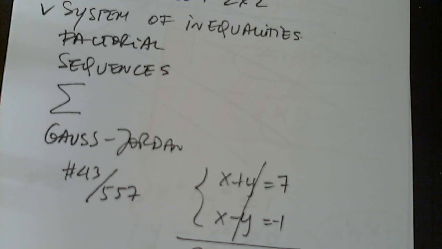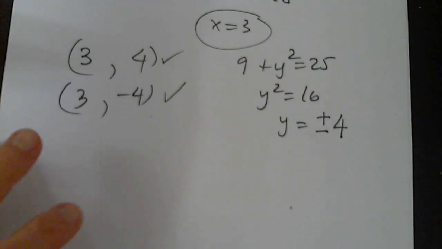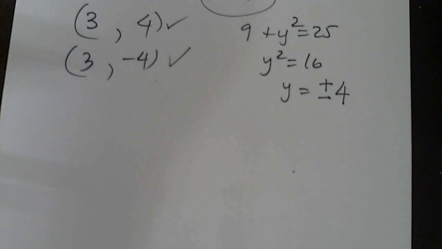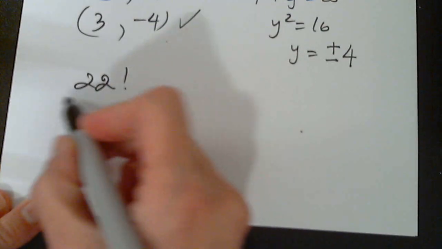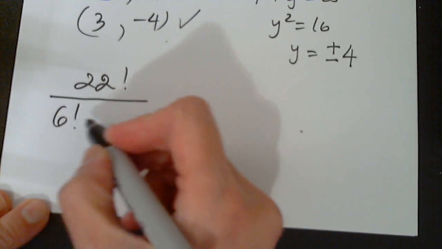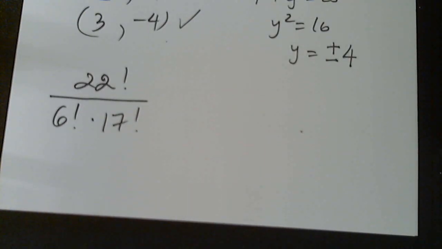Can we do a factorial one? Yes. So here's a factorial. Let's say we have 22 factorial over 6 factorial times 17 factorial. If you put it in the calculator, you may be able to get the answer. But it may be too large and it may give you an error.